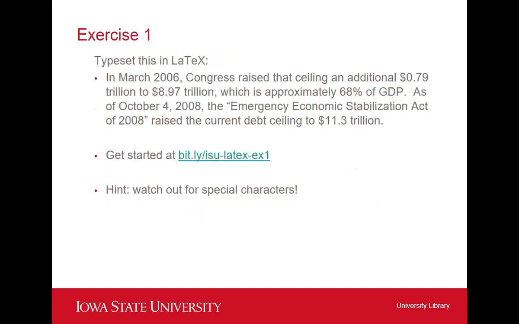So let's do an example. Here is a block of text taken from Wikipedia. If you go to bit.ly/isu-latex-ex1 for example 1, this will load a new Overleaf instance with that text already typed in there. And I want you to figure out where all the errors are and try to get it to compile completely. So I'll give you a couple minutes to do that.